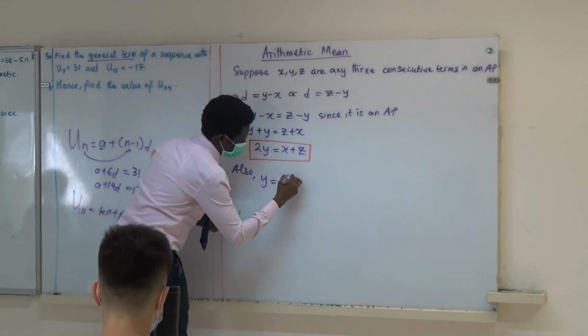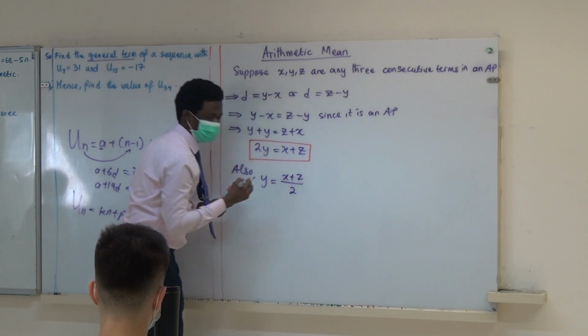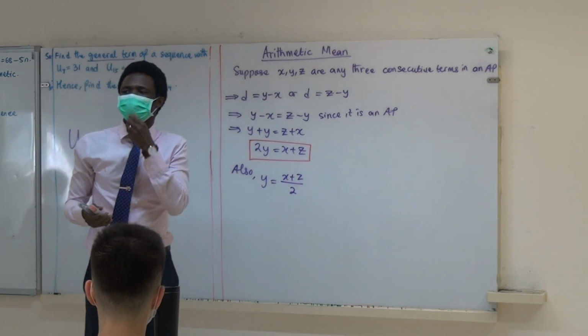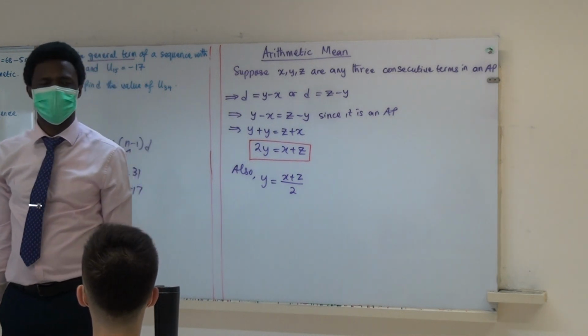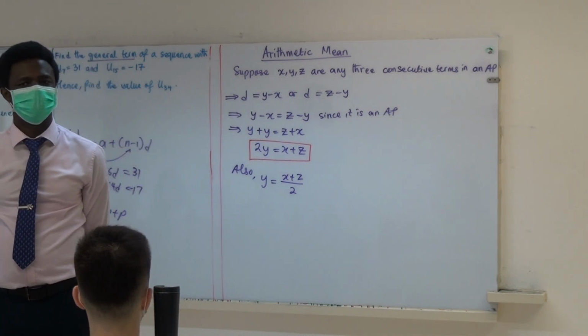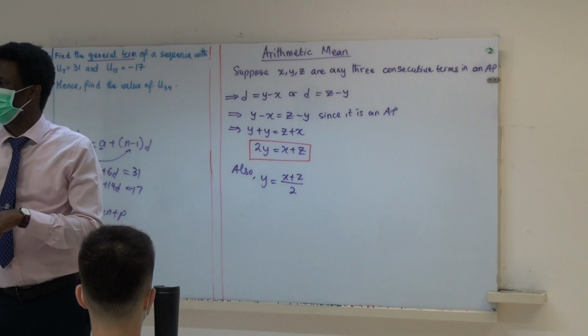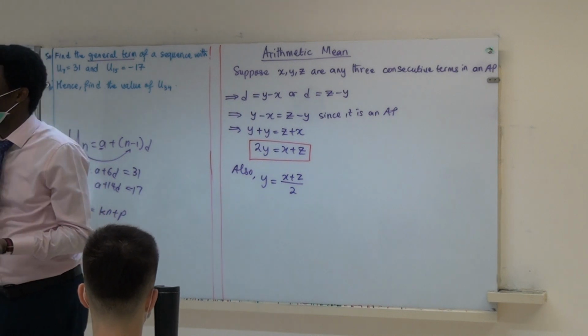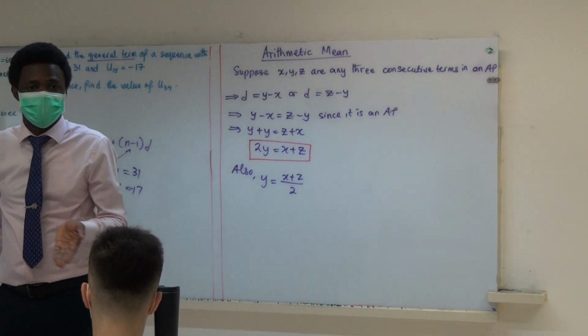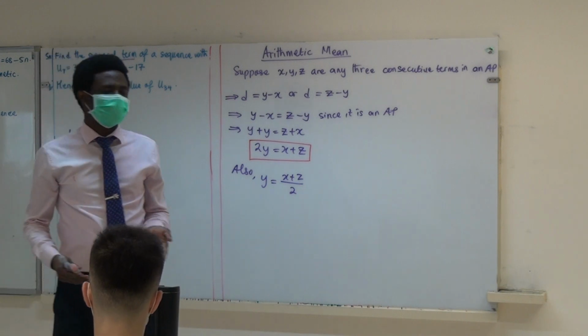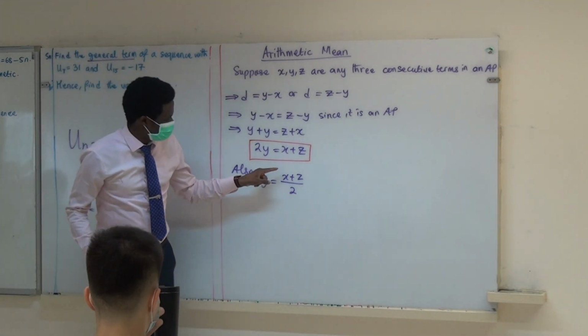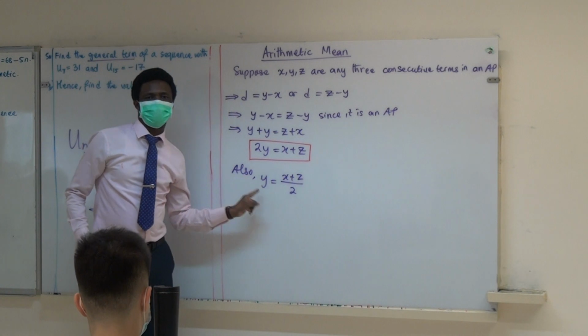Y is equal to x plus z, divided by 2. If I ask you to find the arithmetic mean of two numbers, what do you do? Find the mean. You add them and divide by 2. Arithmetic mean. You remember? Mean is arithmetic mean. Can you see that the arithmetic mean of x and z is actually y?